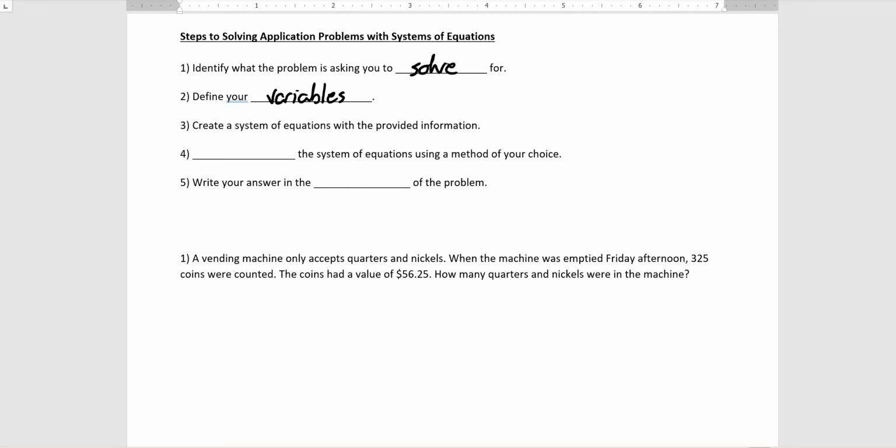We'll create a system of equations with the given information, and then we'll solve that system of equations. And it doesn't matter what method we use. We can use elimination, substitution, whichever works best, and then we'll write our answer in the context of the problem. It doesn't need to be a full sentence, but we do need to be able to explain our answer. Just a coordinate probably isn't going to work here.